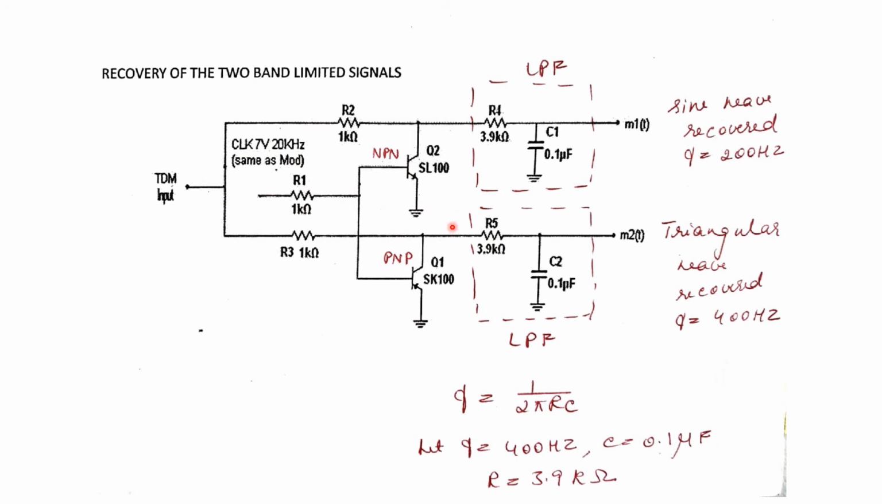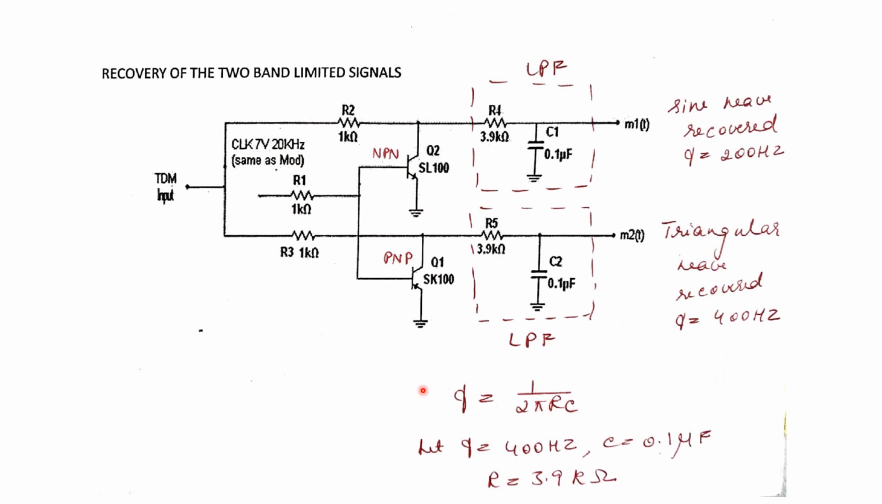So what happens here is, for all the positive half cycles of the clock we get the segments of triangular signal at this point, and then a low pass filter which is designed for 400 Hz, which is the frequency of the triangular wave which is used for multiplexing, we get a smooth triangular wave recovered at this point.